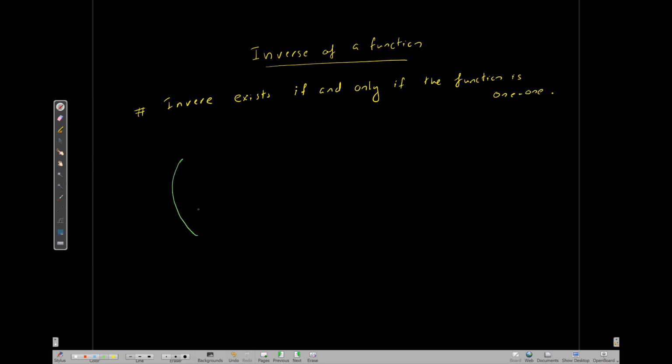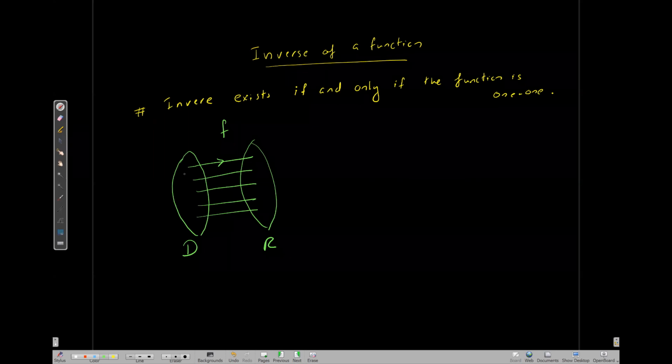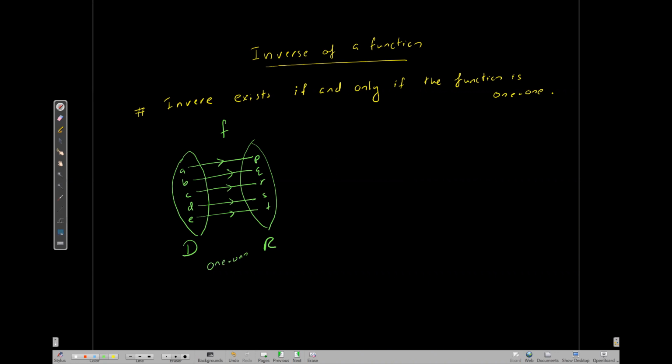Now, the famous diagrams that I have been drawing again and again. This one. So domain of this function, range of this function, let's say the function f, and it takes, let's say, a, b, c, d, e to p, q, r, s, t. So this is a function first of all, and it's a one-to-one function.